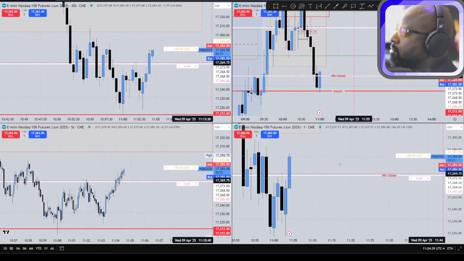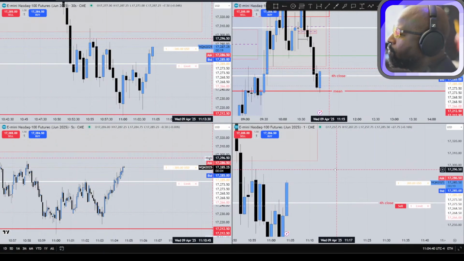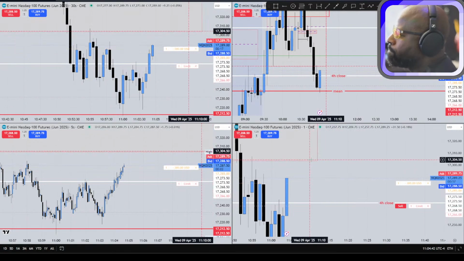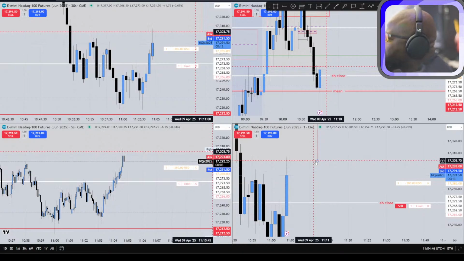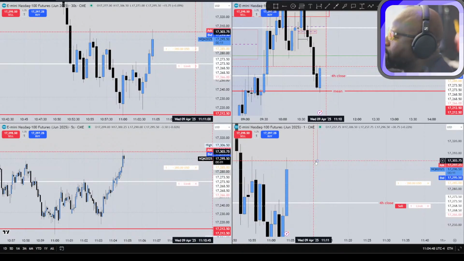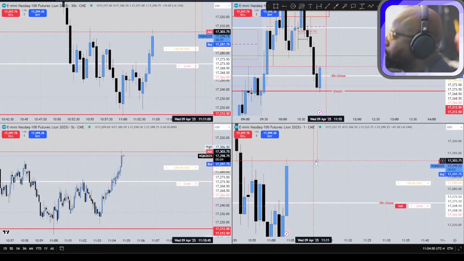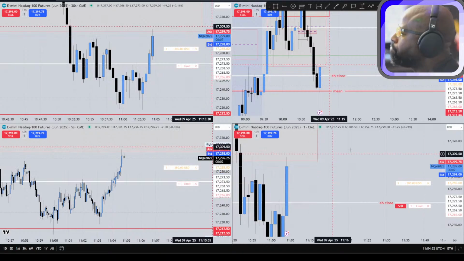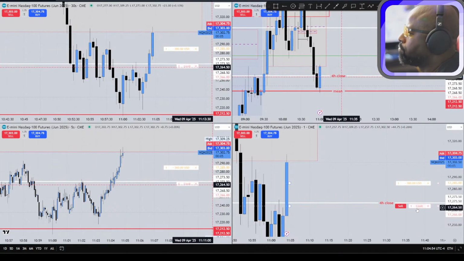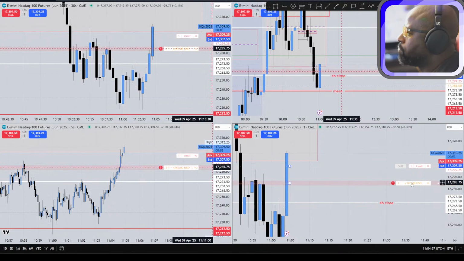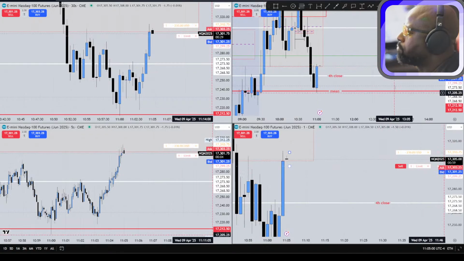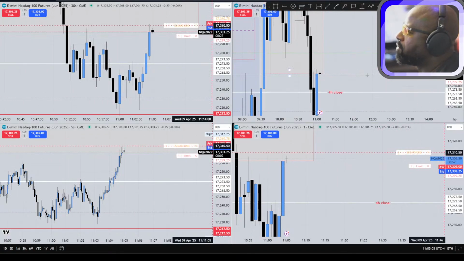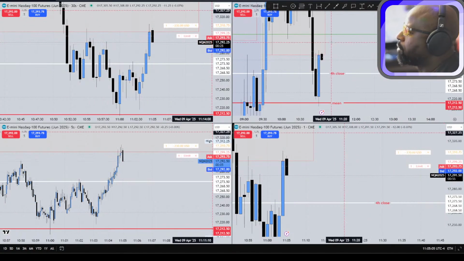Bottom of this particular box is the low end of a 15-minute candle. That's the low of the 15-minute candle. We just tapped the low of that 15-minute candle. 4 minutes and 58 seconds left in this 5-minute candle.